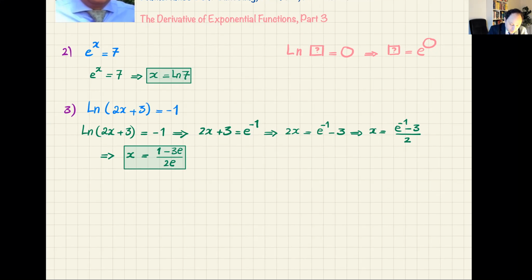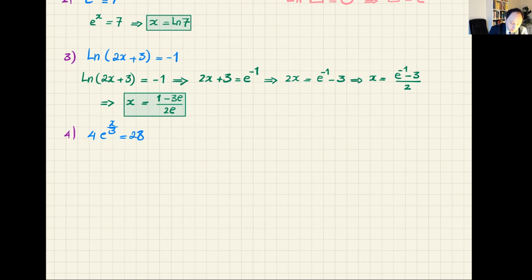Here, number 4, we want to solve this equation: 4e to the power x over 3 is equal to 28. Okay, I want to solve this one. How should I solve this one? I would say that 4e to the power x over 3 is 28. First, I divide everything by 4. The left-hand side becomes e to the power x over 3. The right-hand side becomes 7.